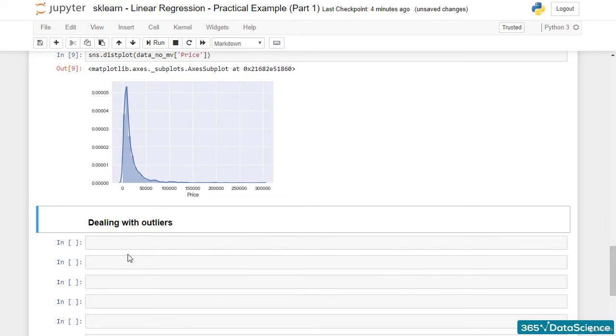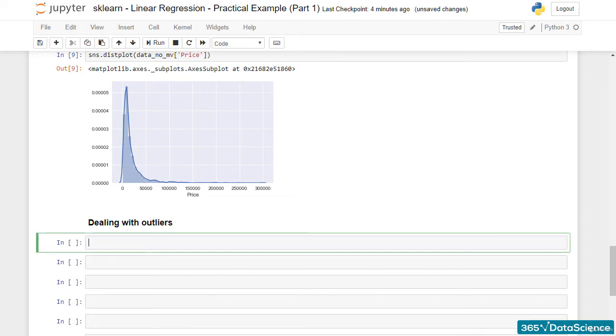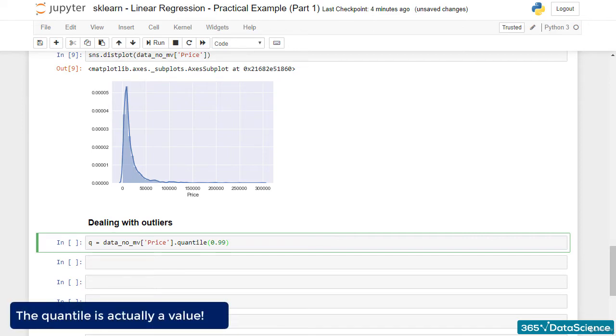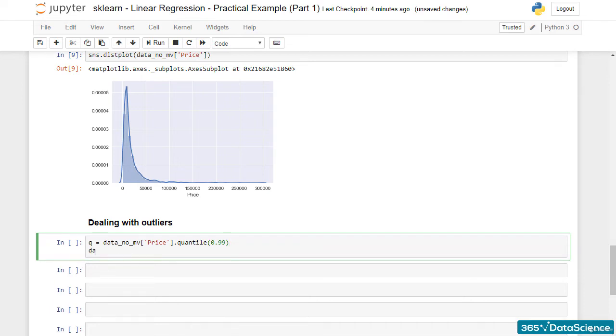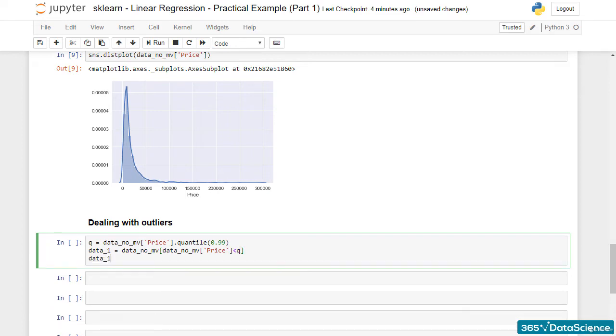Okay, what's a smart way to do that? We can declare a new variable called q. It is equal to data_no_mv, price series, dot quantile 0.99 in brackets. By the way, this is actually a value, around $130,000. Next, I will simply create a new data frame where we will keep only those entries of price which are lower than the 99th percentile value. Notice that this code is extremely reusable.